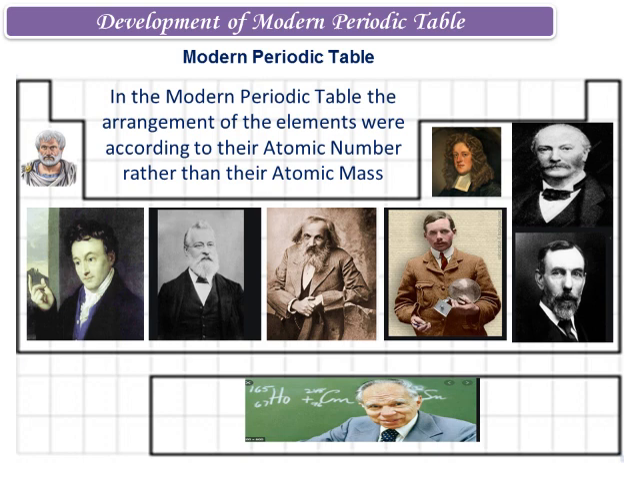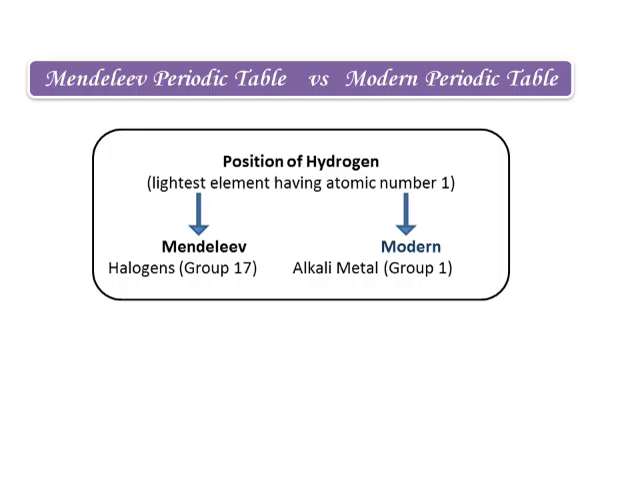The development of the modern periodic table. The modern periodic table is an arrangement of elements according to their atomic number rather than their atomic mass. The Mendeleev periodic table versus the modern periodic table. Mendeleev could never figure out the correct position of hydrogen in his table. Since hydrogen can either gain or lose an electron, it can be placed in group 1 or 17.